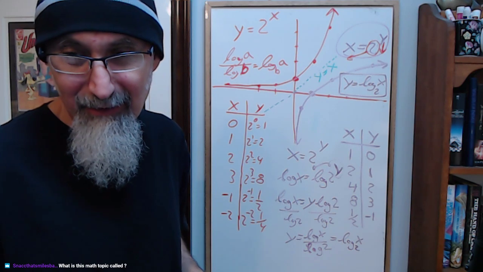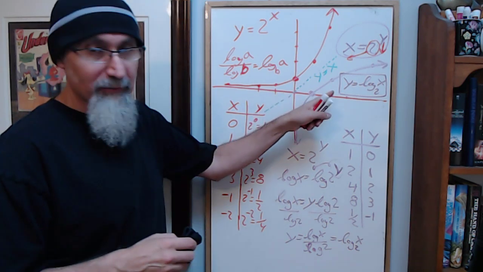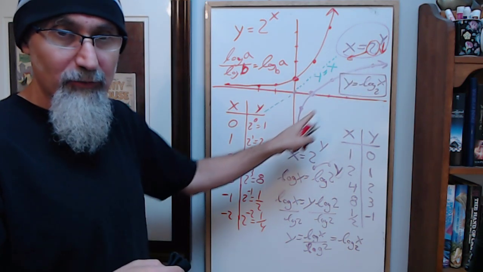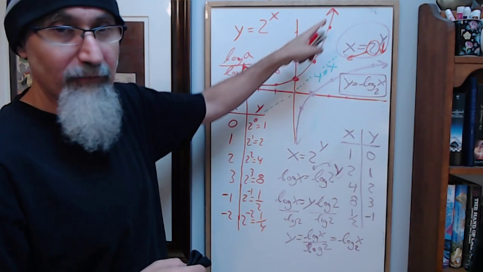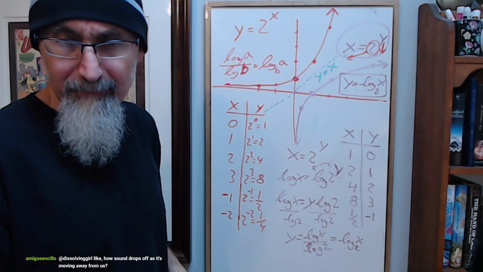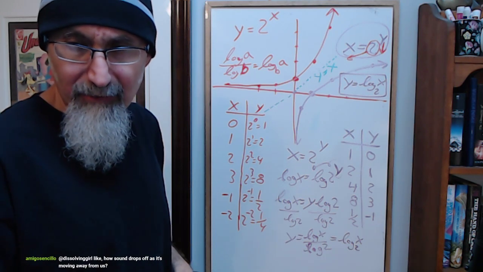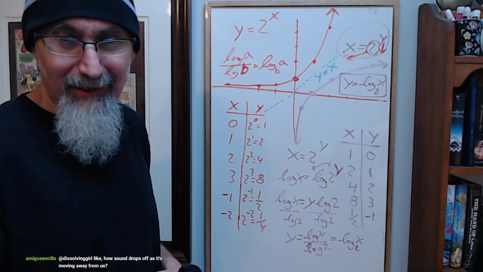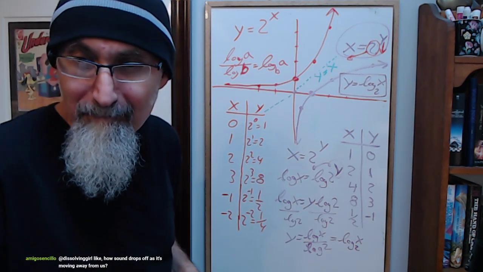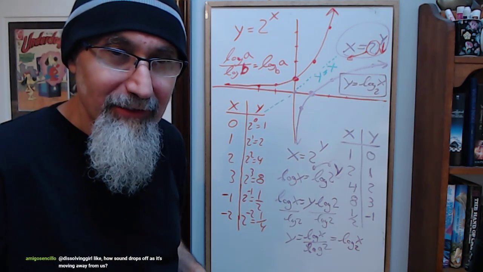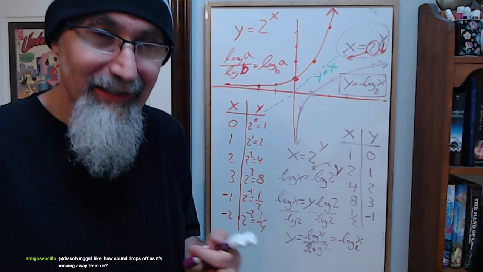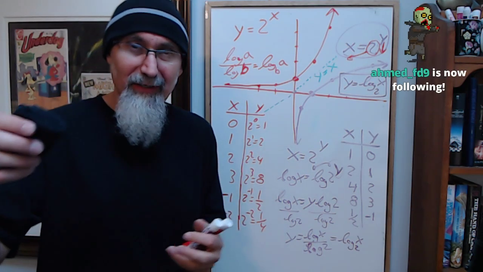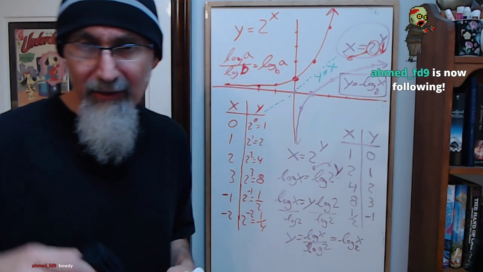What is this math topic called? This is called logarithms. This is a logarithmic function, and this is an exponential function. Okay, like how sound drops off as it's moving away from us. Yeah, is that what it is? It's like the redshift. Well, sound and light is exactly the same thing. They're waves, right? Well, not exactly the same thing, but waves.